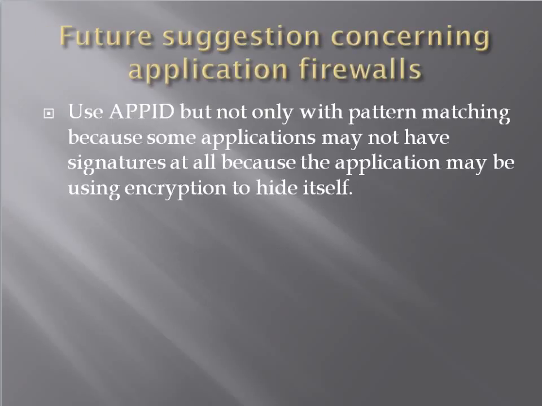His suggestion concerning application firewalls: use App ID, but not only with pattern matching, because some applications may not have signatures at all because the application may be using encryption to hide itself. That's like I said on the previous slide. Using encryption, a virus or such can get through really easily because App ID only does pattern matching. If it doesn't detect the signature, then it will get right on through there.